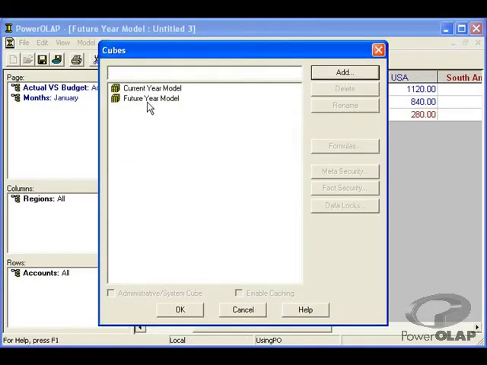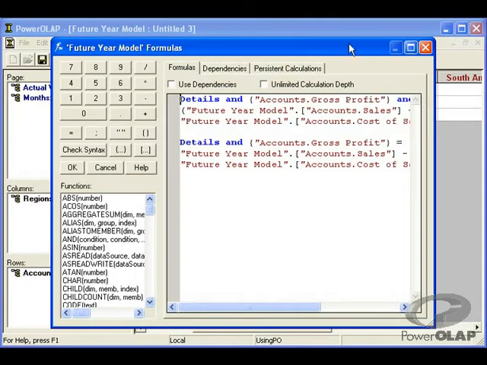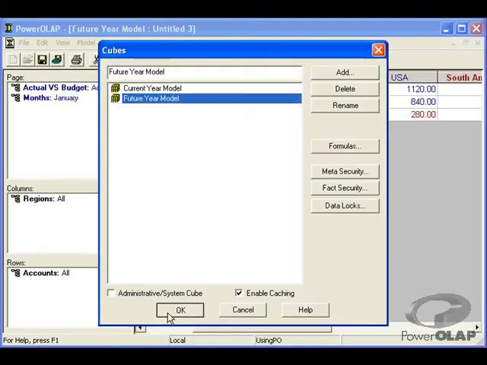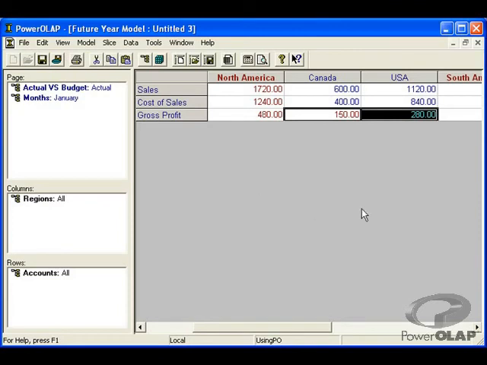Going back into the formula, we can switch these formulas such that for Canada, we can do a details calculation. For gross profit for everything else, we can do an all-in calculation. Select OK. Select OK, hit recalc, and once again we receive the same values.